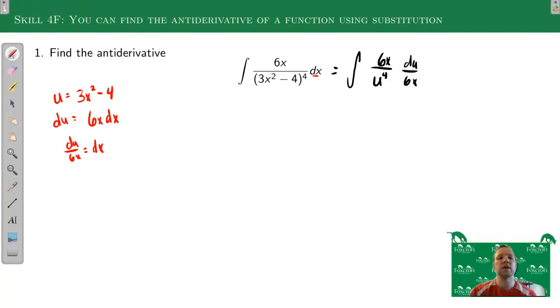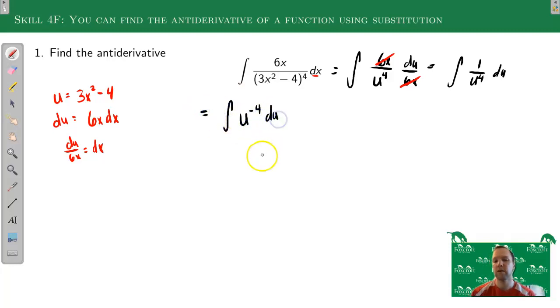And in this problem, we do get a little lucky that this just completely cancels out, and this is the same as 1 over u to the 4th du. So now I just have to remember, how do I take the antiderivative of 1 over u to the 4th? I remember that that is u to the negative 4. And then I do the reverse power rule. So I add 1 to the exponent. Negative 4 plus 1 is negative 3. Divide by the new exponent.